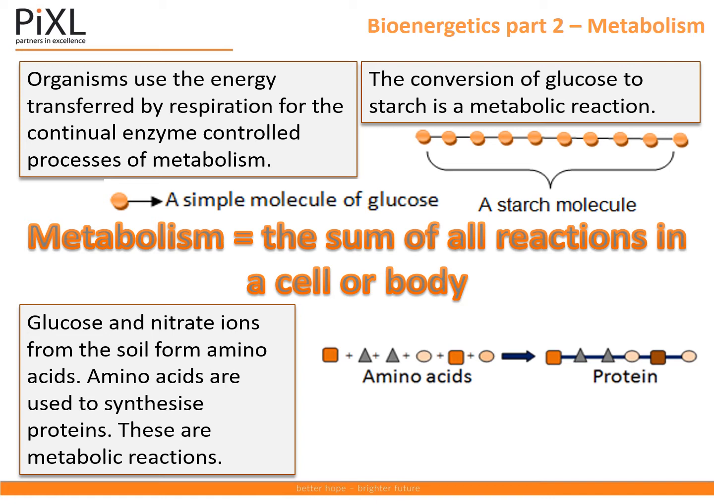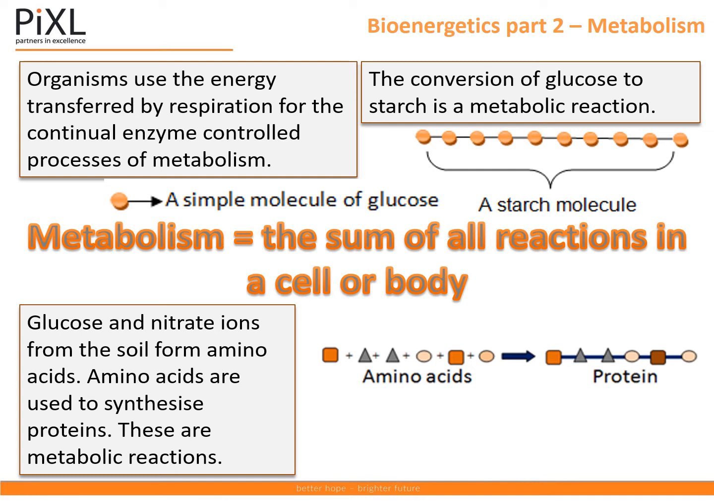As we can see, we've got some different examples of some of those reactions that are happening in your body. Organisms use energy transfer by respiration for the continual enzyme control processes of metabolism. So photosynthesis, respiration, all of those require enzymes and they need energy as well. Plants will need energy in order to take things like glucose and convert them into starch. In humans, it's glucose into glycogen, and other animals will be the same.